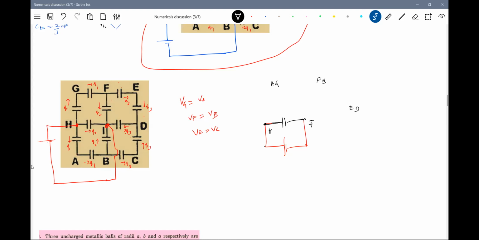So from H to G and H to A, one capacitor is there. Two capacitors, bring it in this way. Between G and F, one capacitor. Between A and B, one capacitor. So here two capacitors. Between F to I, one capacitor. Between B to I, one capacitor. F to E, one capacitor. And F to D, one capacitor. E to I, there is no capacitor there. But D to I, there's one capacitor there.